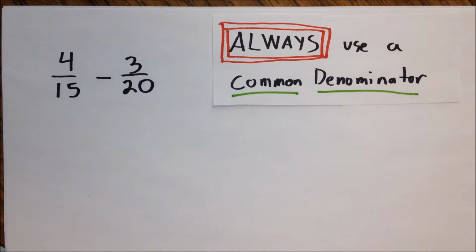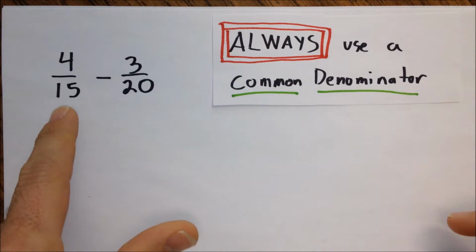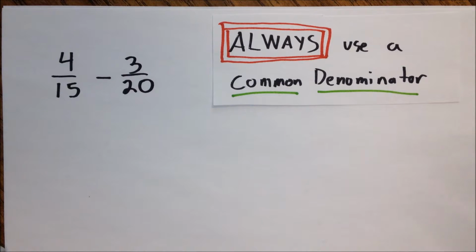And that is, whenever you're adding and subtracting, we always use a common denominator. But why do we use the common denominator? We use it because the common denominator makes both fractions be the same type of fraction. And unless they're the same type of fraction, we can't add them together.